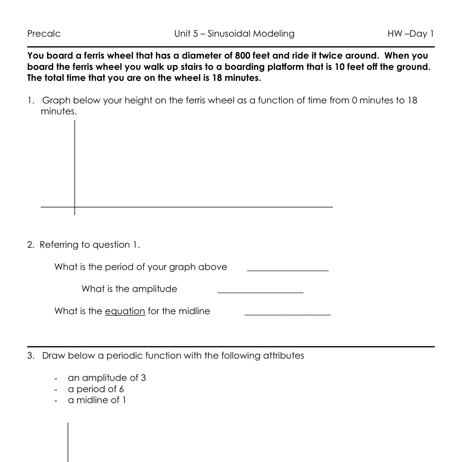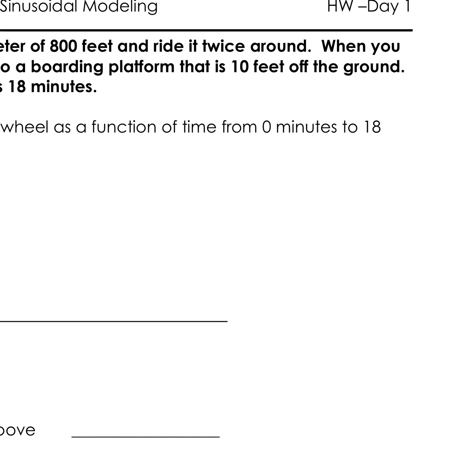Okay, let's do this first homework problem together, and then I'm going to let you go and finish the rest of the graph. You board a Ferris wheel that has a diameter of 800 feet, and you ride it twice around. When you board, you walk up the stairs to a boarding platform that is 10 feet off the ground. The total time that you're on the wheel is 18 minutes. So we need to graph the height of the Ferris wheel as a function of time from 0 minutes to 18 minutes.